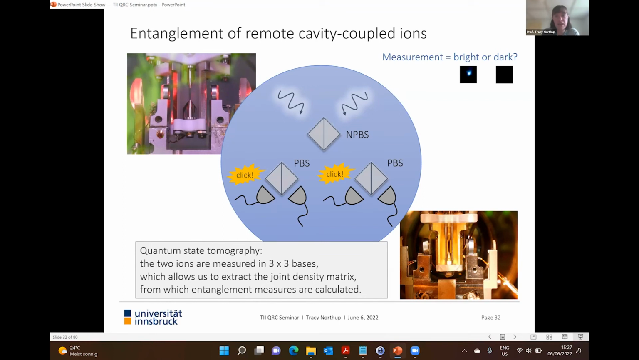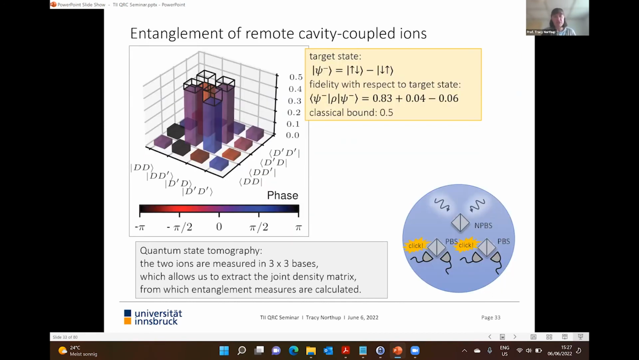Again, just to remind you, a single measurement is simply asking, is the ion bright or is the ion dark, using that fluorescence with that other excited state. So these are the key results from this experiment that I want to show you. This is a density matrix looking at the target state that was a single one of the 4 maximally entangled Bell states, in particular the so-called psi minus state, which is up down minus down up.